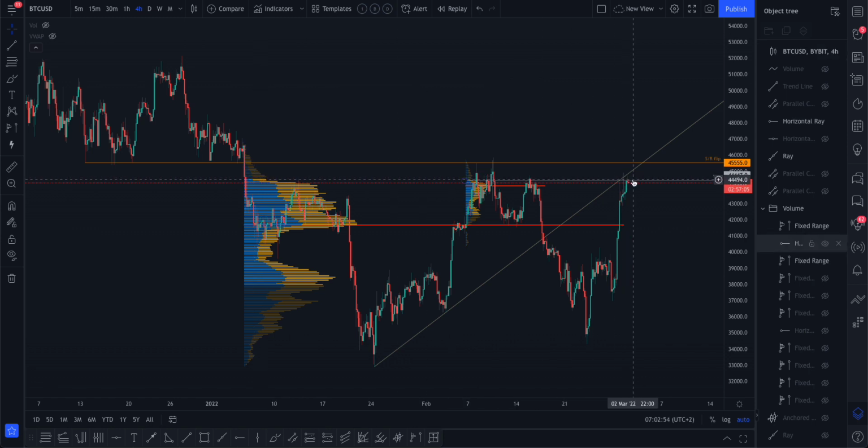You can see once again that's also become resistance. You can see we're right up against some really good resistance. We've got this point of control sort of as a support for the time being, local support, but this point of control needs to hold. I think this is quite important.